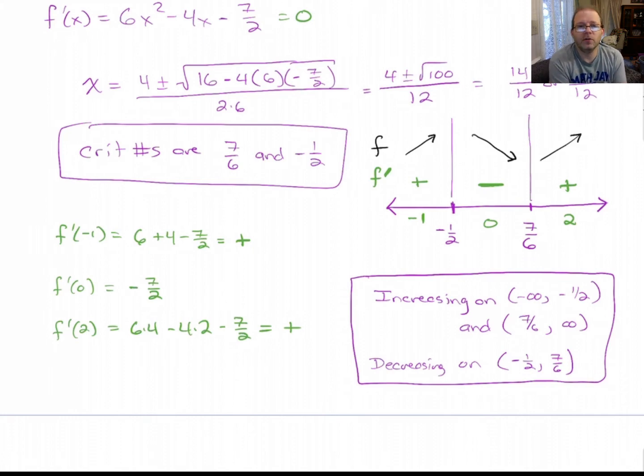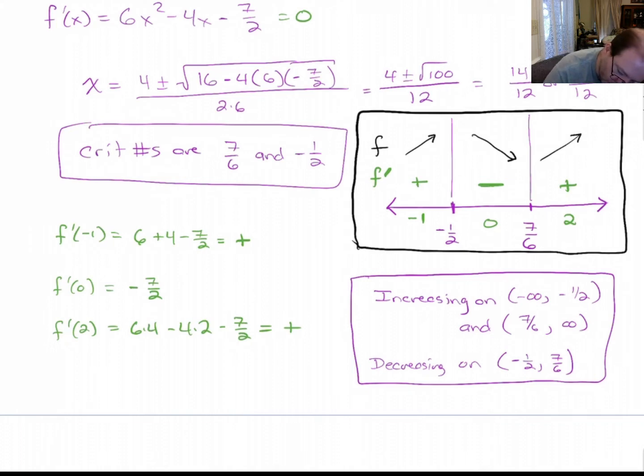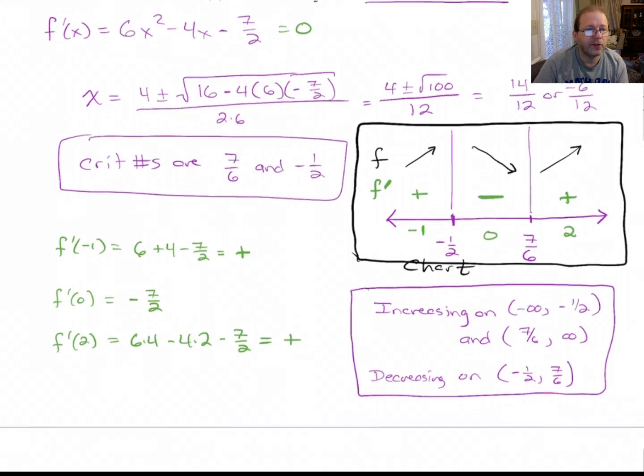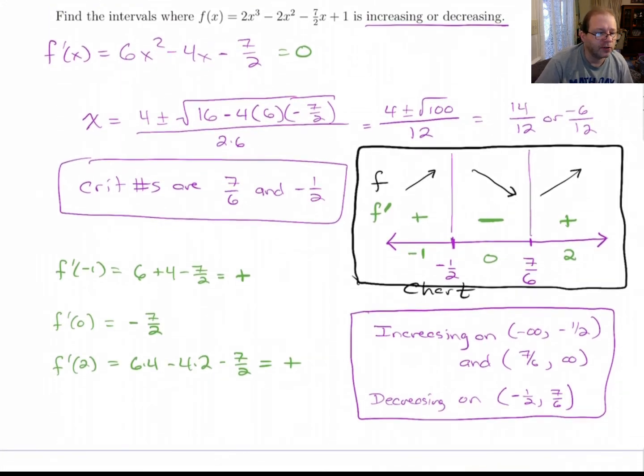Now, if I ask you to do this on a test and I tell you to show your work, this is what I want to see right here, this chart. So that is what I would want you to show. Now, there's one other thing I want to talk about here. We're done with this problem. Actually, tell you what, let's look at it on Desmos.